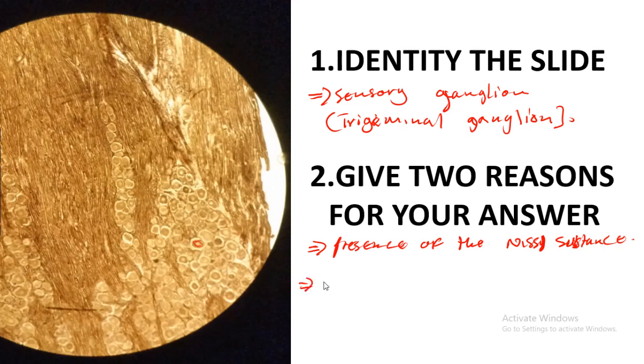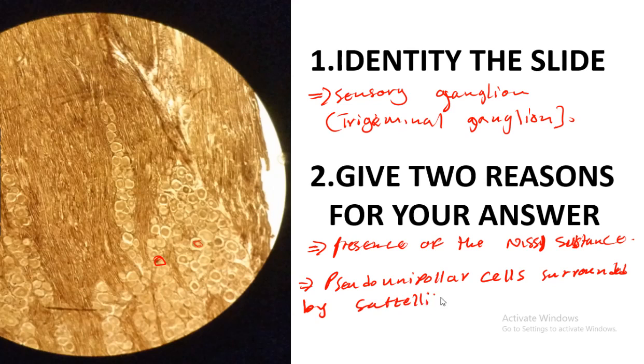Then the other thing you can talk about is the pseudo-unipolar cells, and these cells are surrounded by what? Are surrounded by the satellite cells. So there are some small cells that you can see, the dark stained cells like this one here, which are just the satellite cells. So these satellite cells, their major function is just to support the nerve bodies.